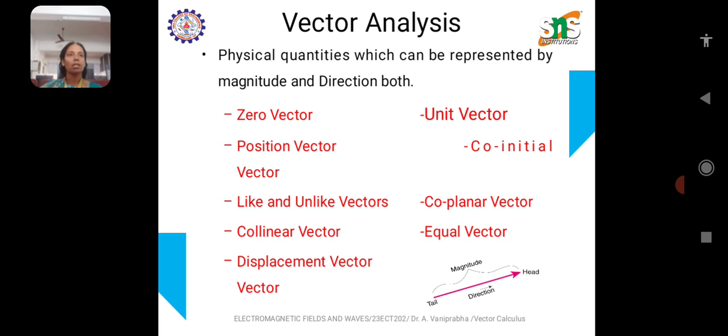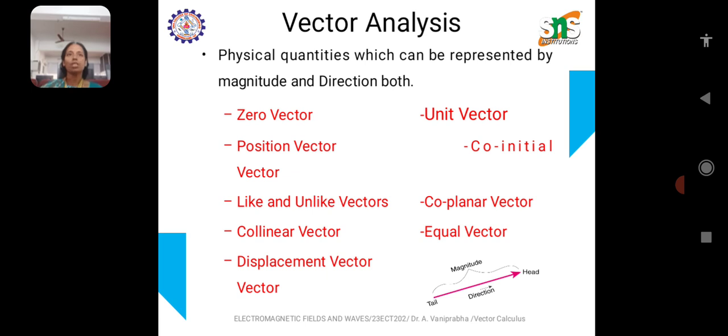Next is displacement vector. A person walking from one place to another. For example, if I am going for shopping, I am moving from my home to the shop. So that is nothing but a displacement vector. A person walking from home to a store. The vector represents the shortest straight line distance. Next is unit vector. The direction of airflow in a weather map is represented by unit vectors of wind velocity.